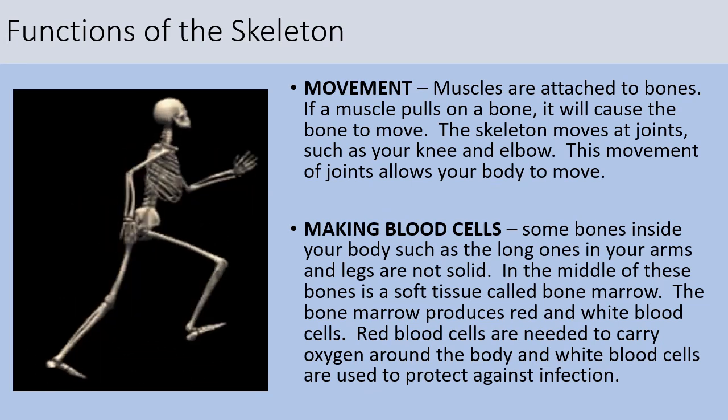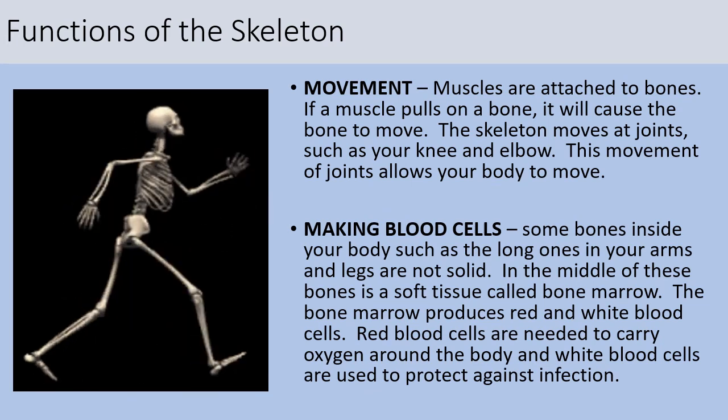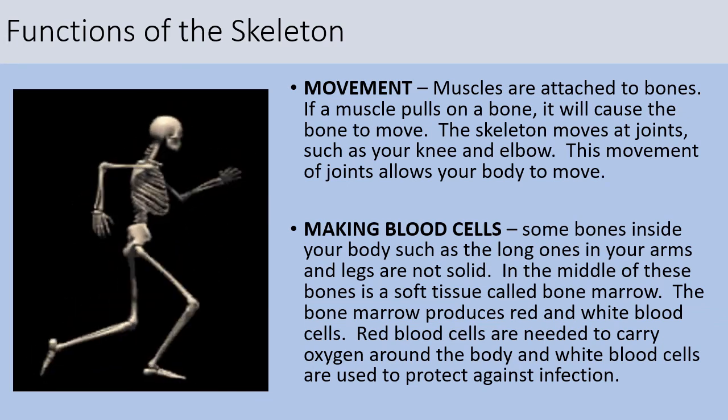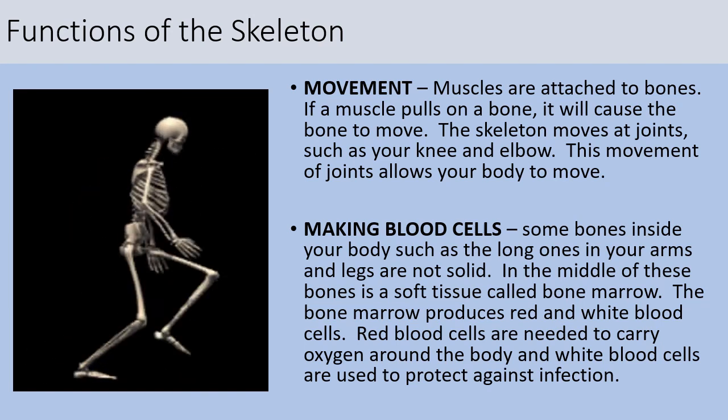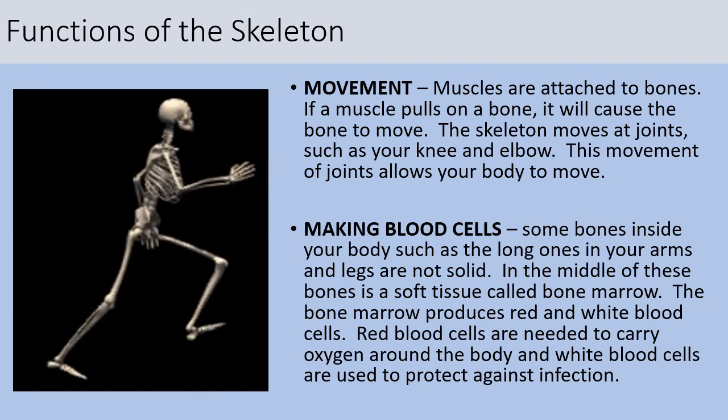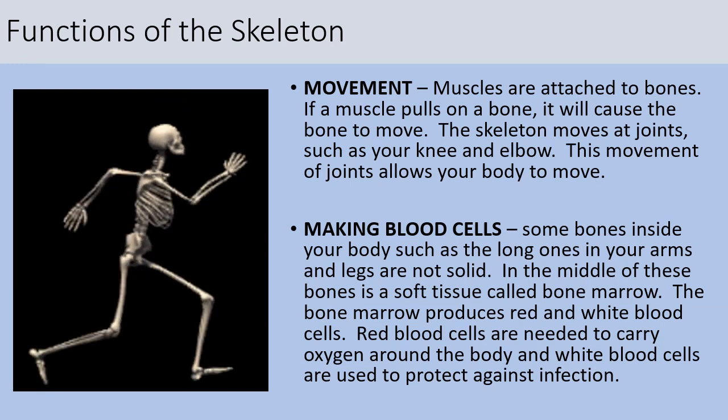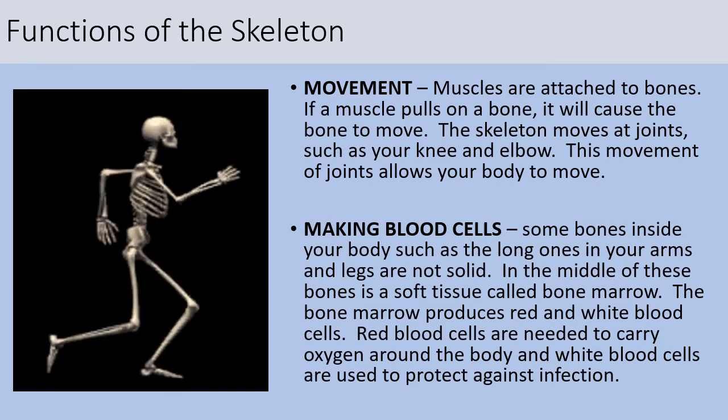In order for movement to occur, your muscles are attached to the bones. If a muscle pulls on a bone, it will cause the bone to move. The skeleton moves at joints such as your knees and your elbows. This movement of joints allows your body to move more easily.